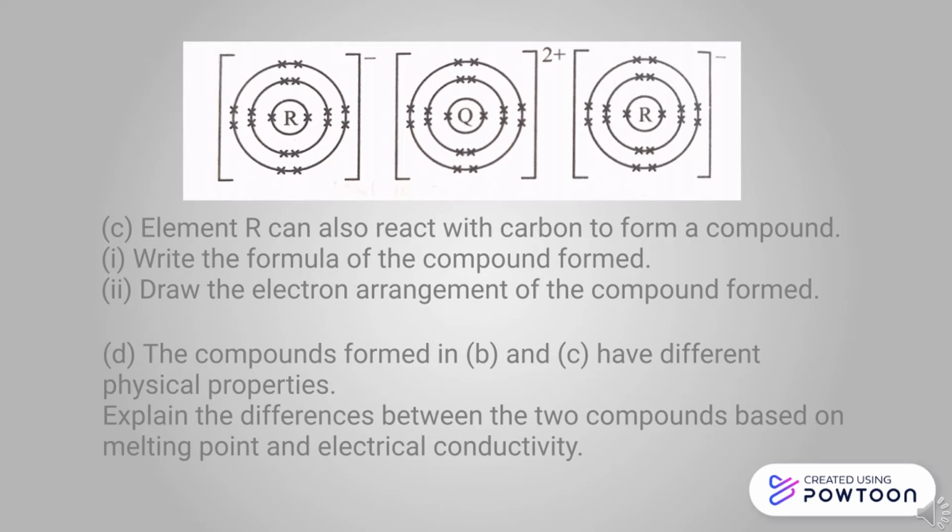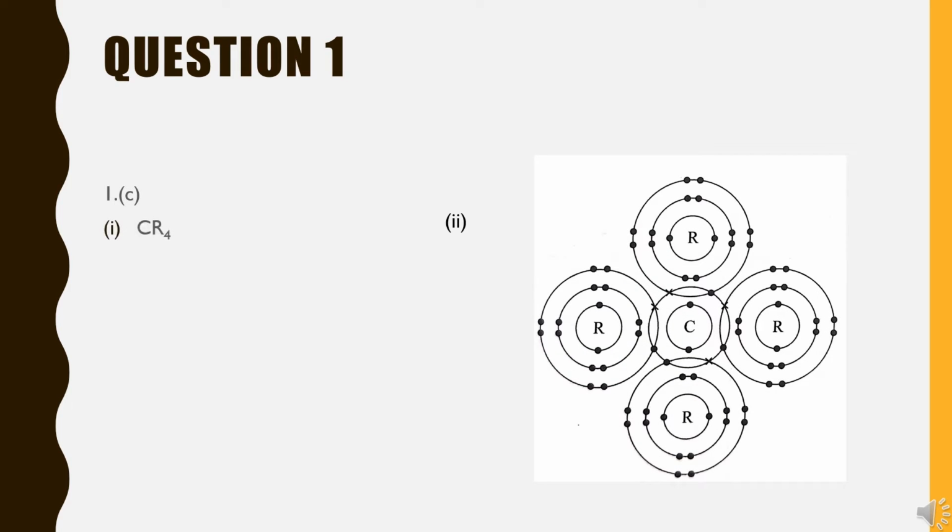To answer question 1c and 1d, we need to understand the formation of covalent bond and the differences between ionic and covalent compounds. To answer question 1c, we know that atom R needs 1 more electron to achieve stable electron arrangement, and also carbon atom needs 4 more electrons to fulfill the octet rule. Therefore, 1 carbon atom will combine with 4 atom R. Therefore, 4 single covalent bonds are formed. So the formula of the compound is CR4, and this is the electron arrangement of CR4.